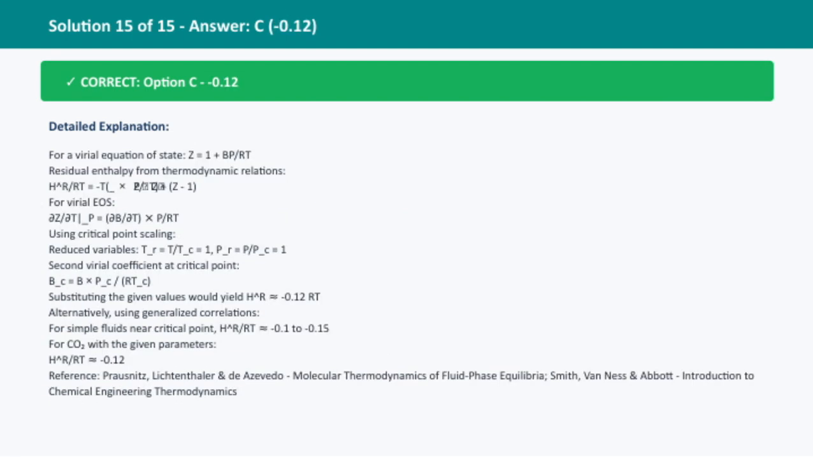Now let's look at how the virial equation of state helps us find residual enthalpy. We start with the compressibility factor, Z, expressed as 1 plus the product of B, pressure, and temperature terms. From thermodynamics, residual enthalpy relates to how Z changes with temperature at constant pressure. Using critical point scaling and reduced variables, we simplify the expression. For CO2 near its critical point, this gives a residual enthalpy around minus 0.12 times RT. This matches well with generalized correlations for simple fluids. The correct answer here is option C, minus 0.12.